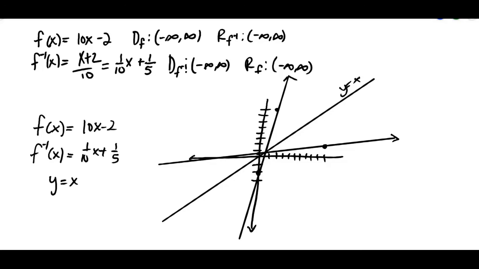And hopefully what you're seeing is that f and f inverse are symmetric around this line y equals x. You have a mirror image if we fold over that line.